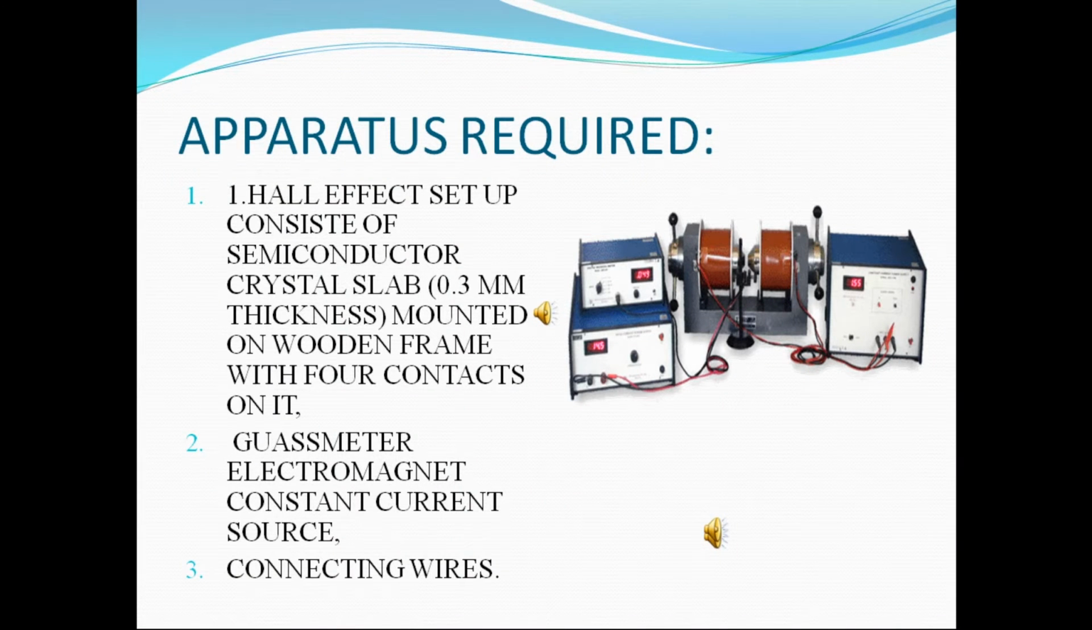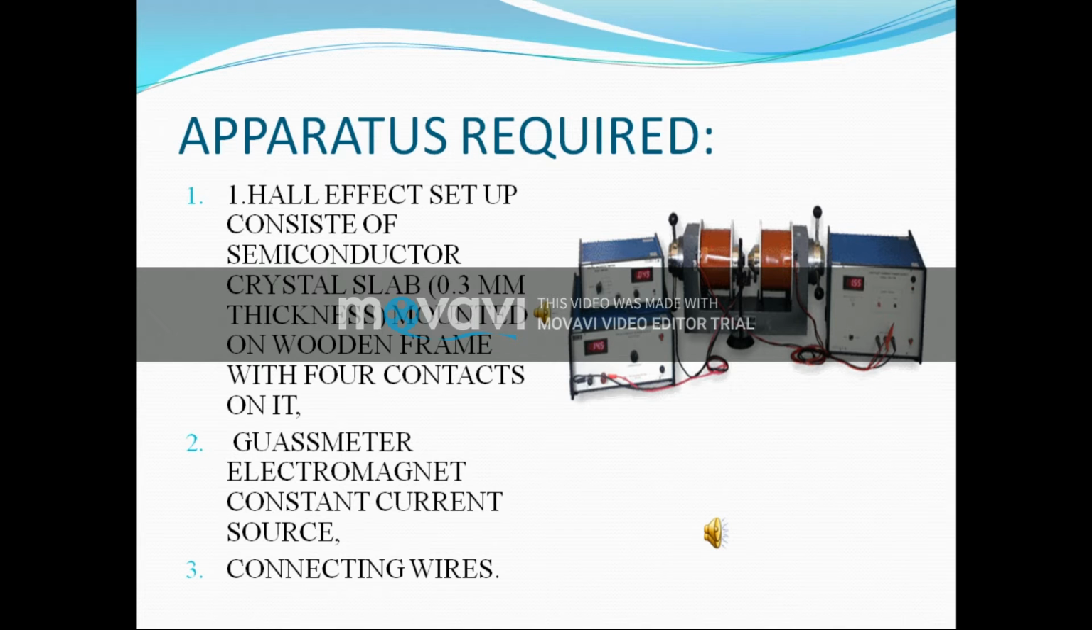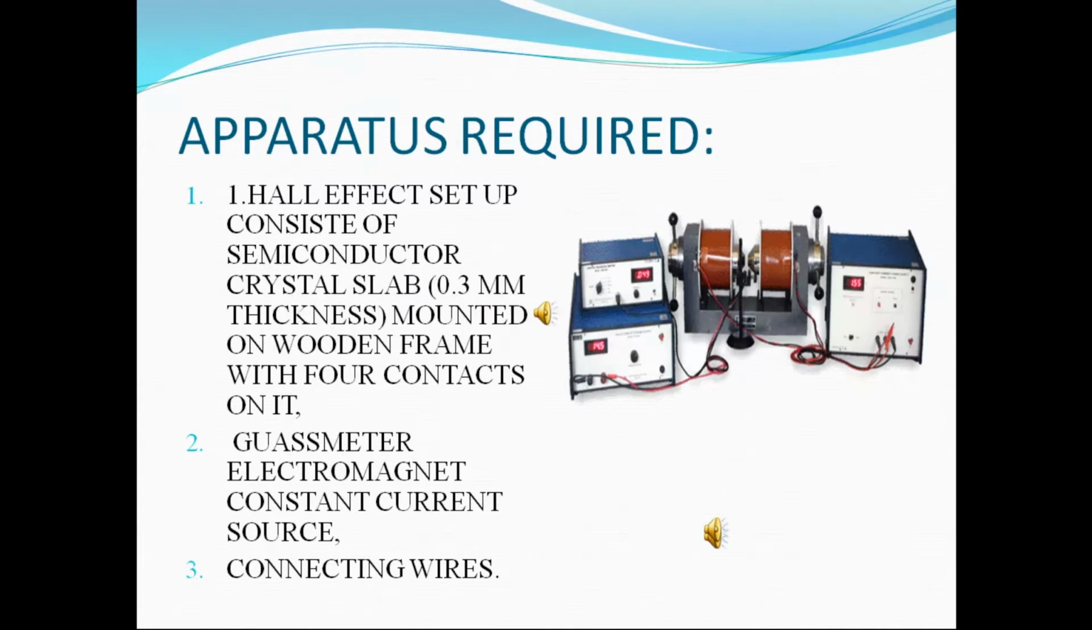Apparatus required. The Hall effect setup consists of semiconductor crystal slabs, 0.3 mm thickness, mounted on a wooden frame with 4 contacts on it, a Gauss meter, an electromagnet, a constant current source, and connecting wires.